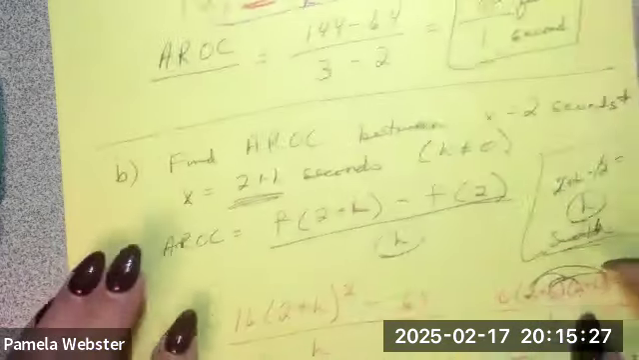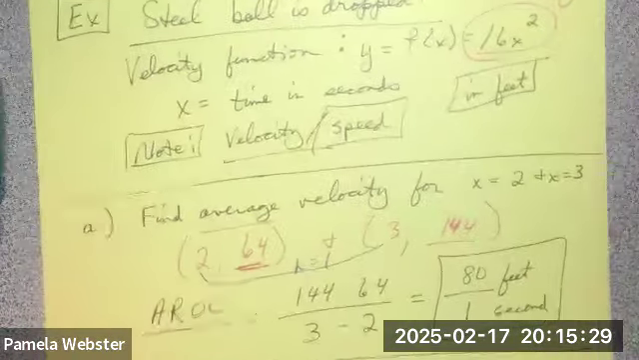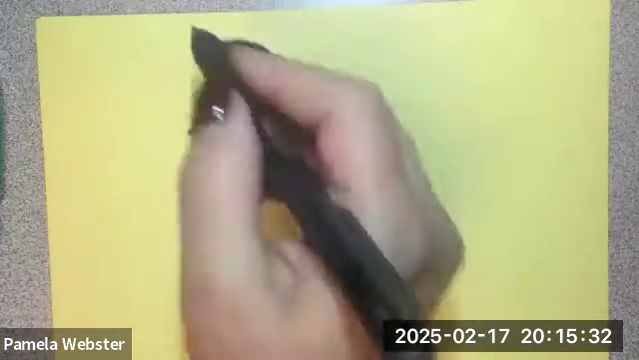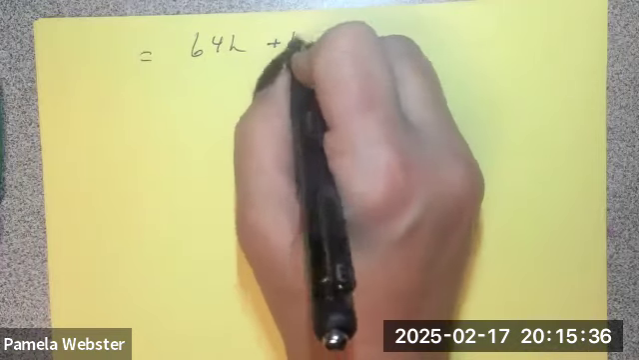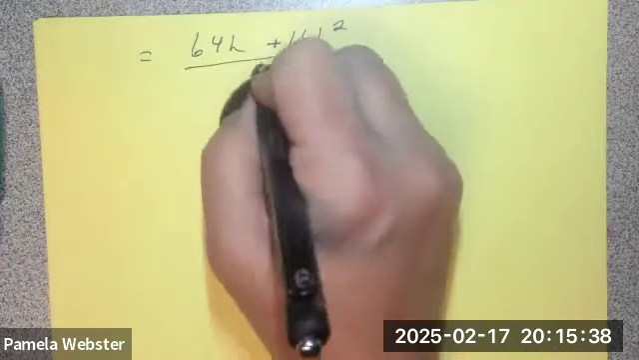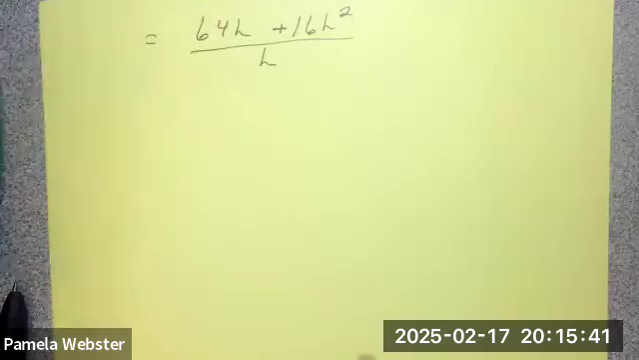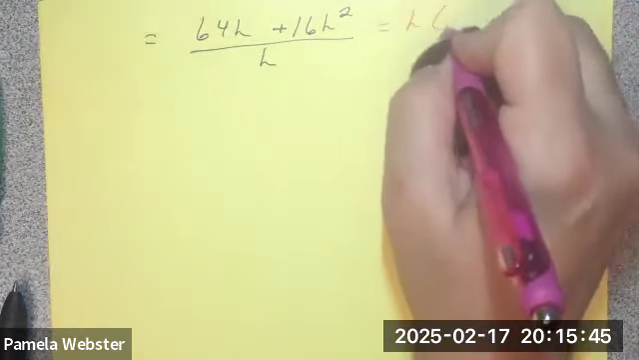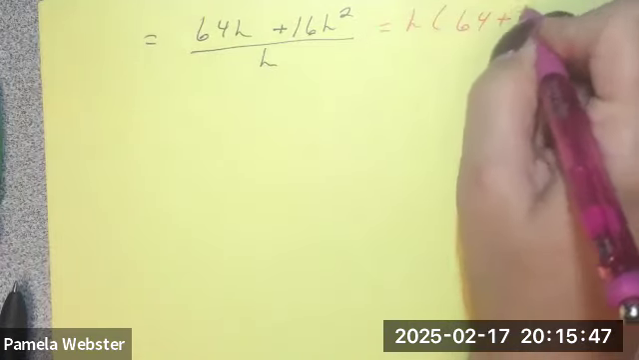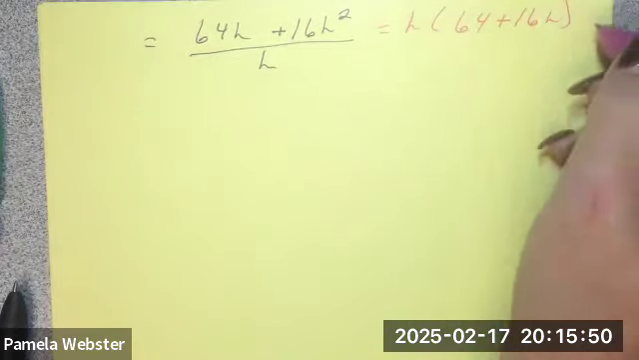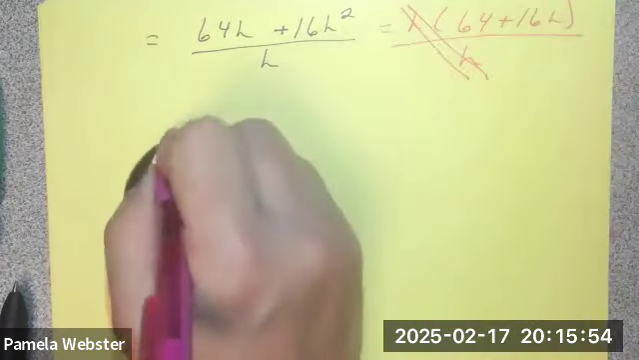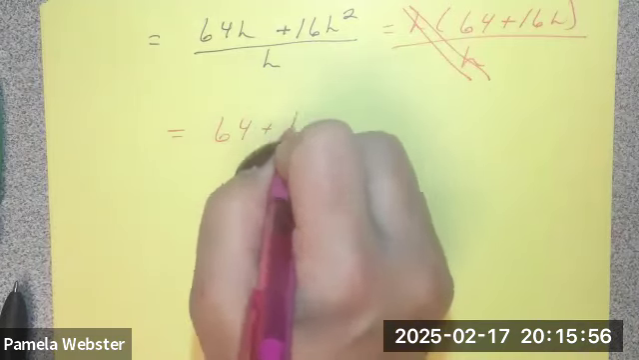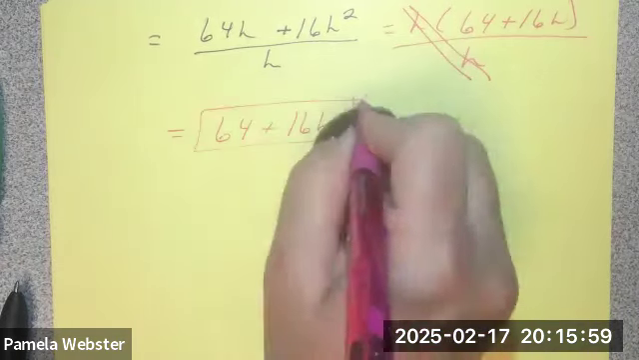Okay, let me rewrite this so we can read it. Sorry, I ran out of space. So I had 64h plus 16h squared over the h. Okay, we need to get rid of that h guy, so let's go ahead and factor out an h on the top. 64 plus 16h, all over the h, those h's go away. That's what we were after. 64 plus 16h. All right.